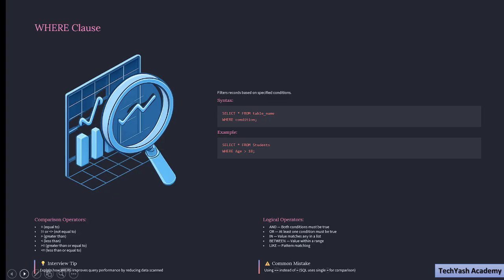We can also use logical operators like and, or, in, between, and like in the where clause. A common mistake is using double equal instead of the single equal for comparison. And an interview tip: explain how where improves query performance by reducing the data scan.